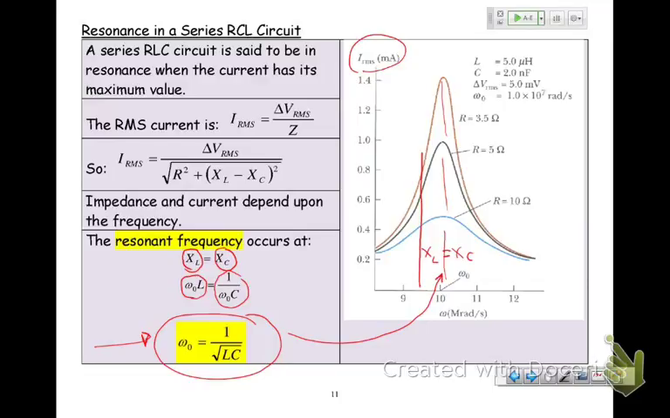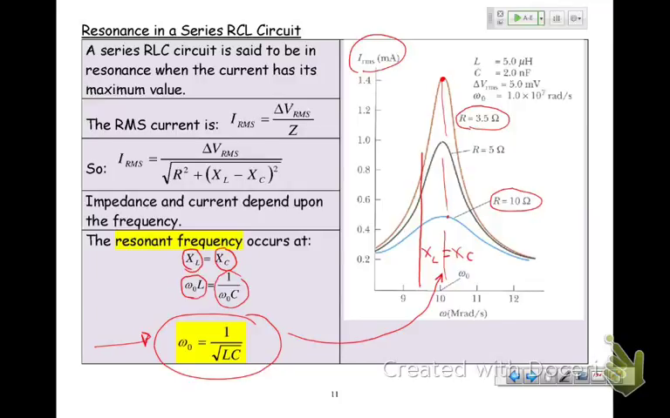So let's try and put this in perspective. What am I showing here? I'm showing here the effect of different resistors. Clearly, if I have a small resistor, I have more current. If I have a big resistor, I have less current. So the peak is sharper for the smaller resistance.